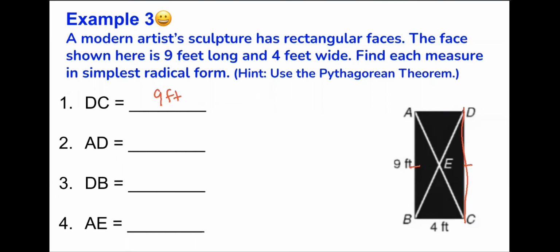All right, next one, AD. What's the measurement for AD? 4 feet. Yes, so we know that this side here is AD. Its opposite side is BC. If BC measures 4 feet, this one will also measure 4 feet. Now, once we're here, we can go ahead and see what's DB in this case. DB is the diagonal. So let me go ahead and highlight that diagonal.